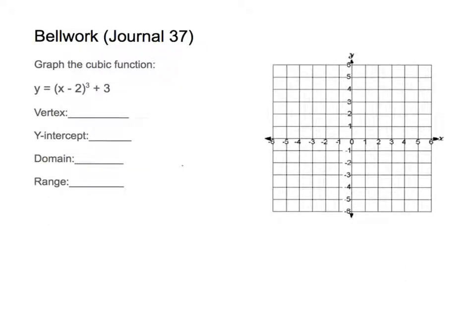All right, so we are looking at Journal 37, and we're going to start out with a bell work here. As you can see, this bell work is dealing with cubic functions.